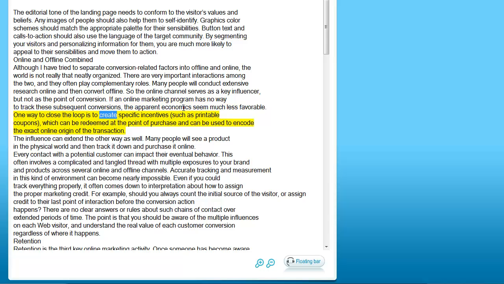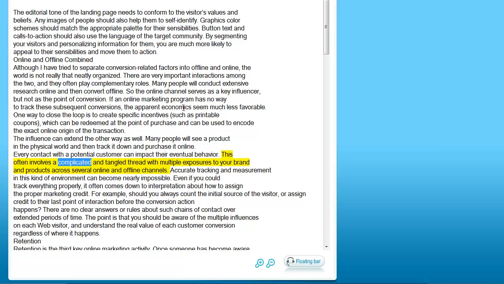One way to close the loop is to create specific incentives such as printable coupons, which can be redeemed at the point of purchase, and can be used to encode the exact online origin of the transaction. The influence can extend the other way as well. Many people will see a product in the physical world, and then track it down and purchase it online. Every contact with a potential customer can impact their eventual behavior.